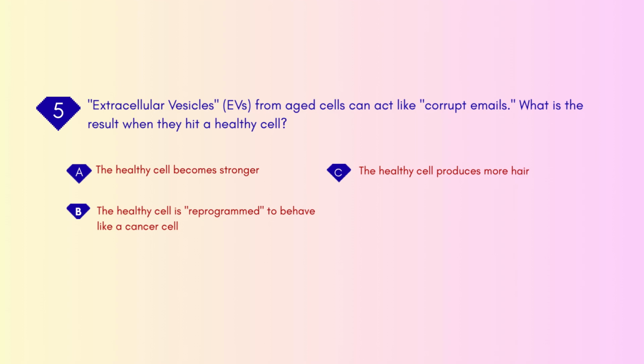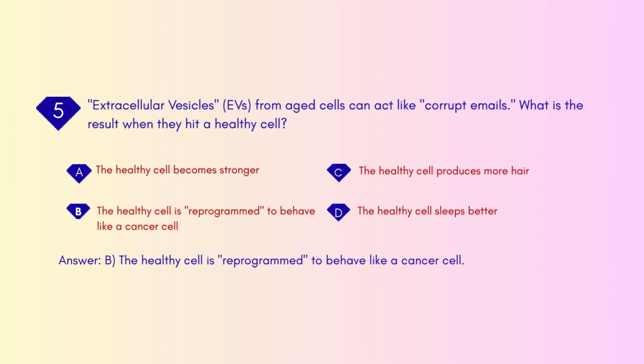C. The healthy cell produces more hair. D. The healthy cell sleeps better. Answer: B. The healthy cell is reprogrammed to behave like a cancer cell.